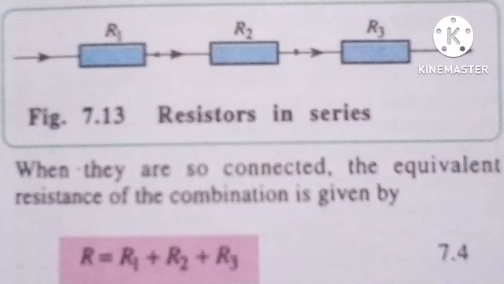Basically, when they are connected like this, the equivalent resistance of the combination is given by R, the equivalent resistance, equals R1 plus R2 plus R3, and so on, depending on the number of resistors that are connected in this way.